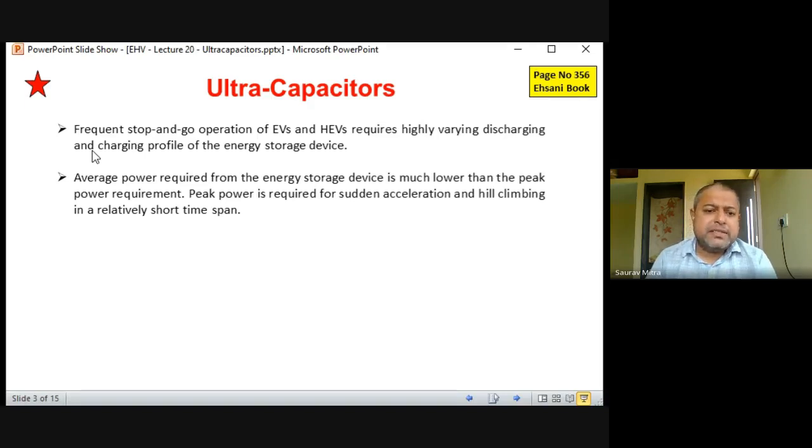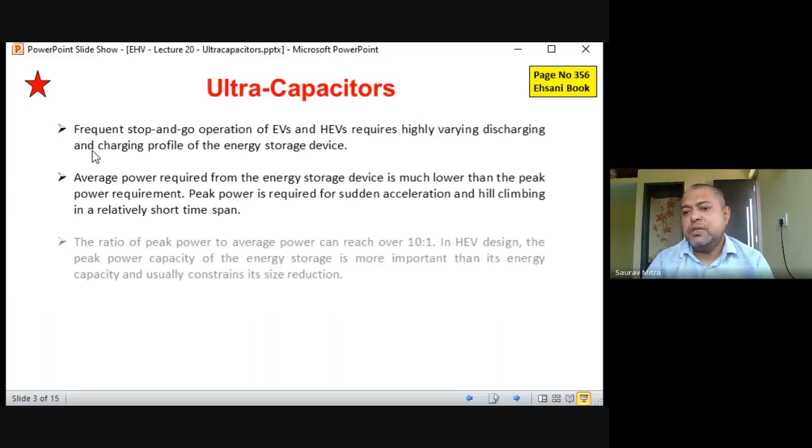In that case, we need sudden energy in a very small period of time. That energy has to be supplied within a very small time period. There, the battery actually is falling short. The ratio of peak power to average power, you can find, is 10 to 1. That means if for driving on the highway we need 10 units of power, for hill climbing we need 100 units of power or energy.